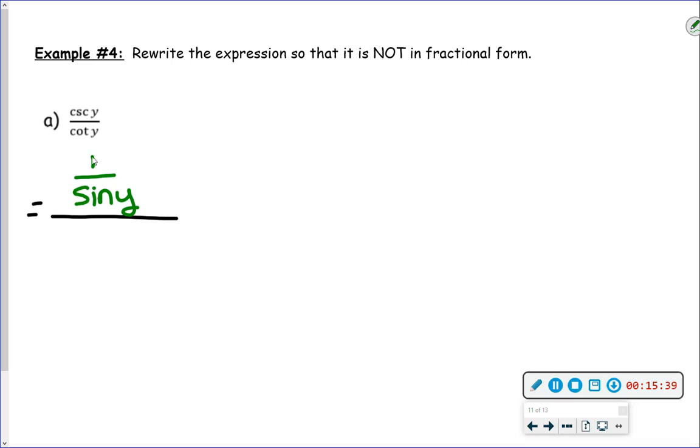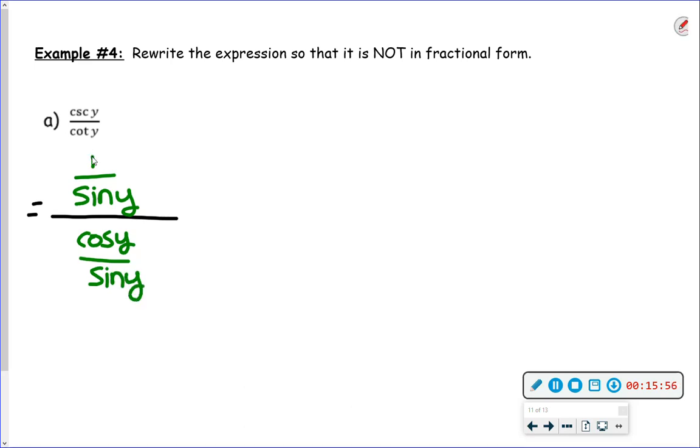Now you have choices for cotan. I could do 1 over tan or cos over sine. Remember the pro tip. If you're not sure which to use, rewrite everything in terms of sine and cosine. So I'm going to do cosine over sine. So that's all off my green identity sheet.